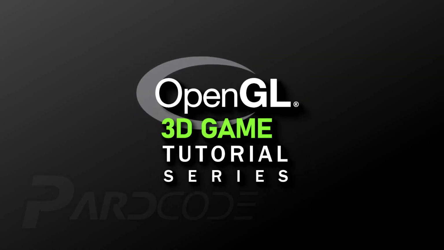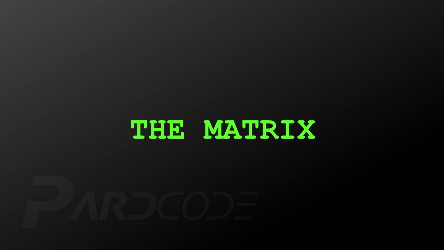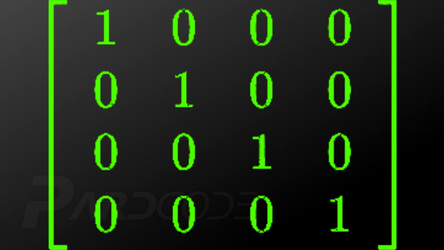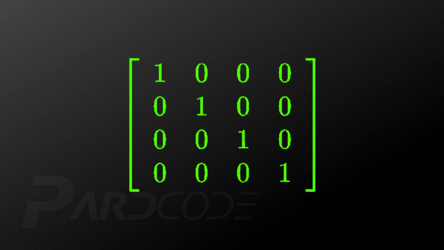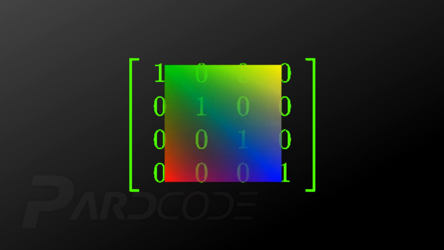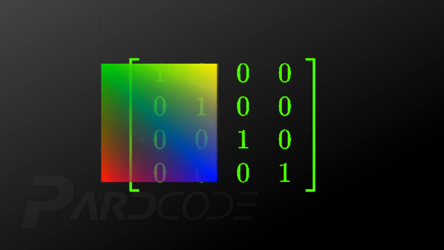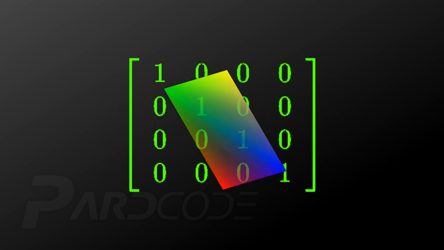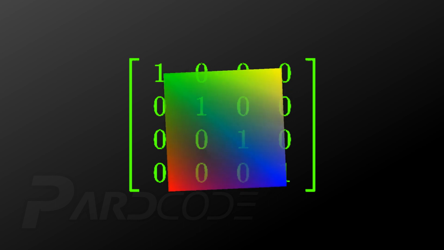Hello everyone and welcome back to the OpenGL 3D game tutorial series. In this sixth episode, we'll see how to create and use the matrix. In particular, we will see how to create and use different types of matrix in order to rotate, scale, translate, and in general to transform our rendered objects.